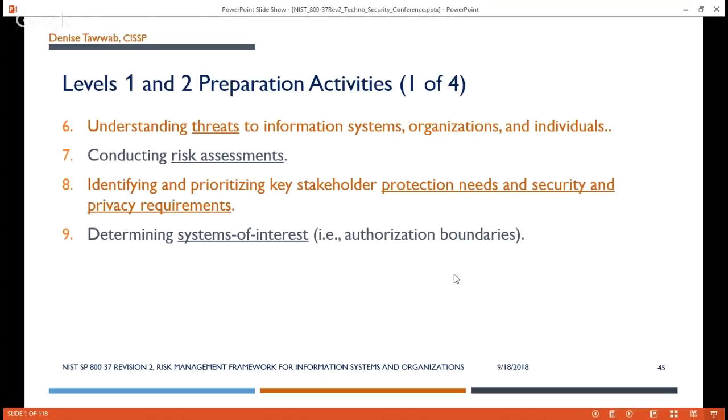Then you want to understand the threats to your information systems, organizations, individuals. You want to know what threatens you. You want to conduct a risk assessment. You want to identify and prioritize the stakeholder protection needs and the security and privacy requirements. And then you want to determine the authorization boundaries and the systems of interest.